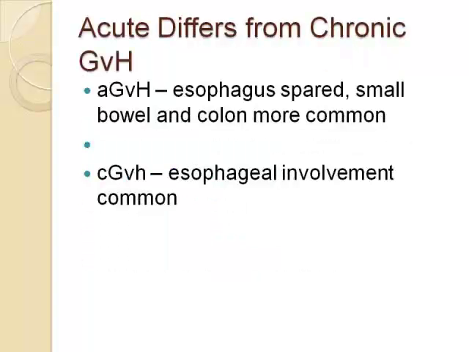So again, we have acute and chronic. So with acute, usually it's not esophagus as far as the strictures go. It's usually more bowel, and that's where we see that small bowel and colon, and that's where we see all the diarrhea. With chronic GVH, we tend to see more of the skin, the eyes, and the upper GI. Now, the nausea, vomiting can happen throughout.